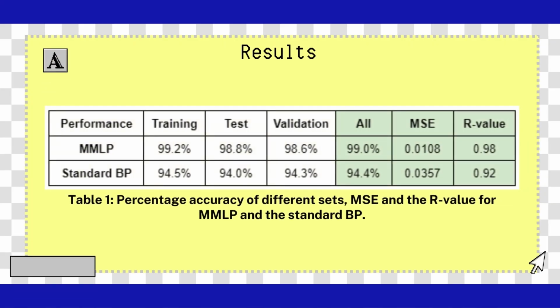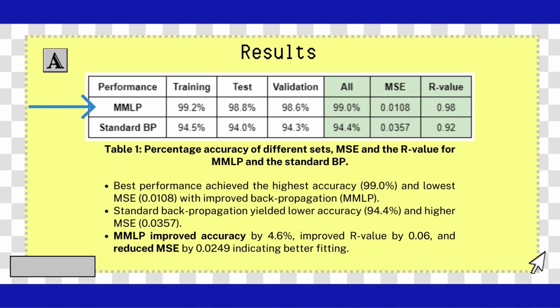At the onset, this table presents the results comparing percentage accuracy, mean squared error, MSE, and R value between the MMLP, improved backpropagation, and standard backpropagation, BP, methods across different datasets. The MMLP method achieved exceptional results with the highest overall accuracy of 99% and the lowest MSE of 0.0108. In contrast, the standard BP method exhibited lower accuracy at 94.4% and a higher MSE of 0.0357.